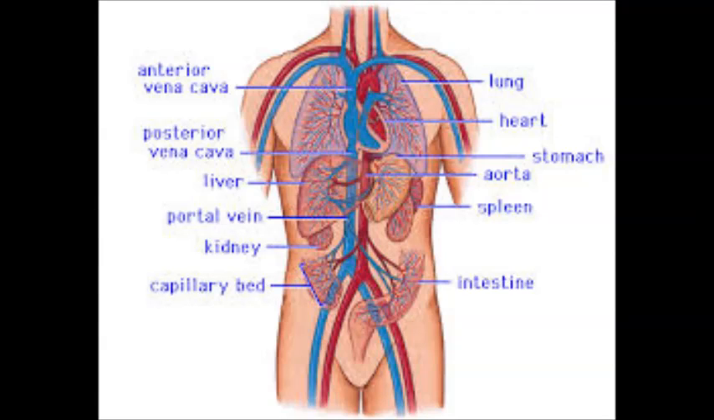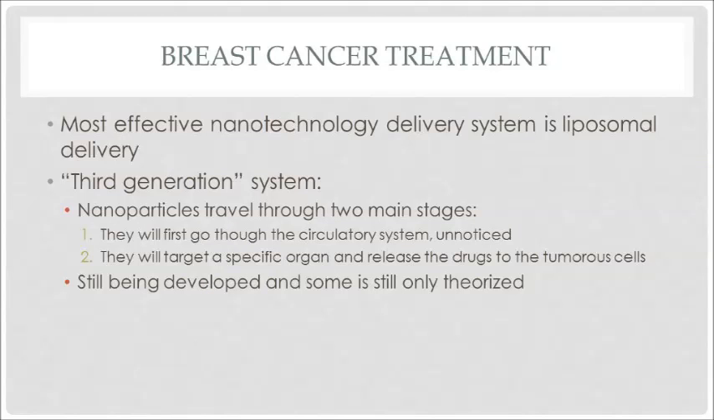In the first, they will go through the circulation system, where they are nearly unnoticed by the body. Then they will travel to a targeted organ to release the drugs to the tumorous cells. This is still being developed by researchers, and part of this process is still only theorized.